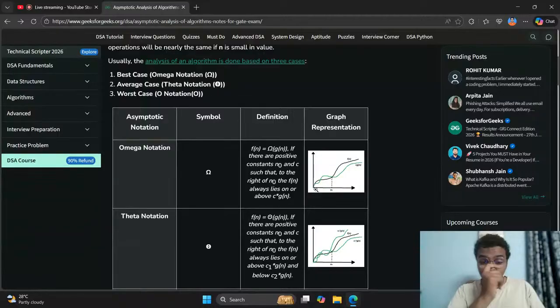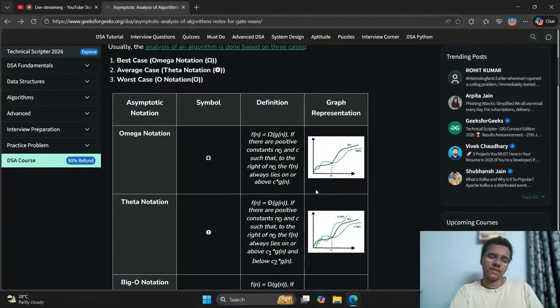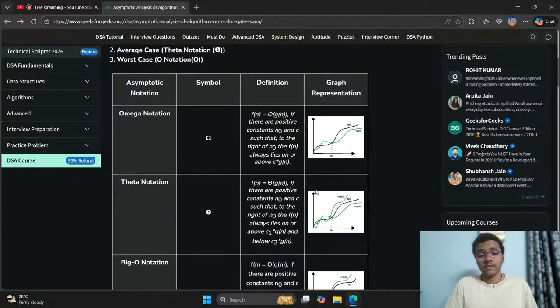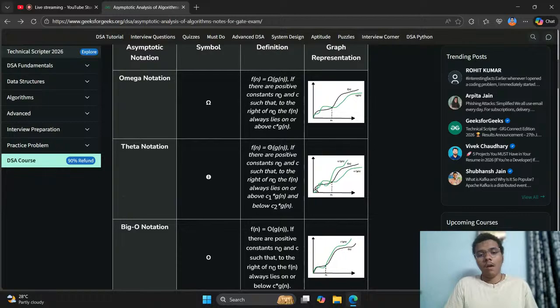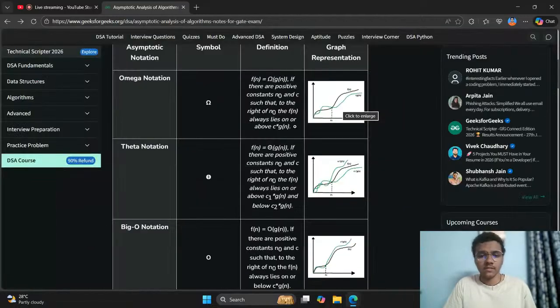Best case, omega notation; average case, theta notation; worst case, O notation. So f of n equals omega of g of n if there are positive constants n naught and c such that to the right of n naught, the f of n always lies on or above c into g of n. All right, so as you can see here, after n naught, this f of n is always greater than c of g of n. That's what he is trying to say.